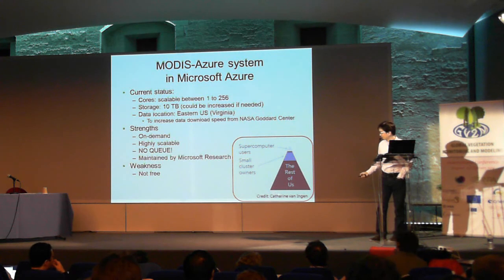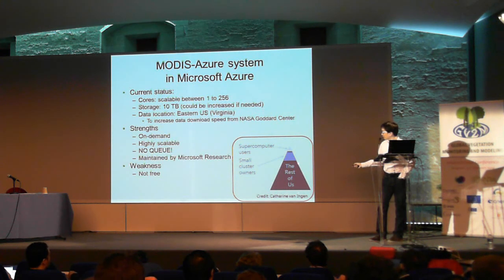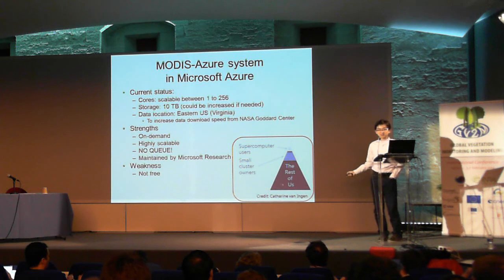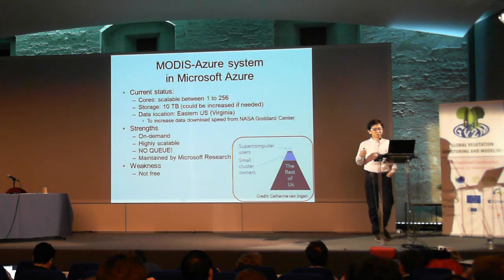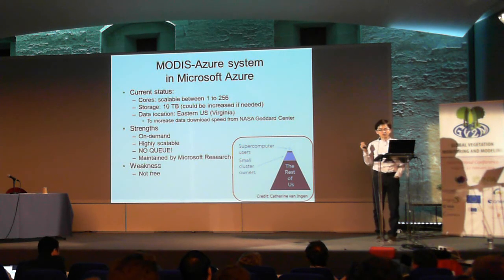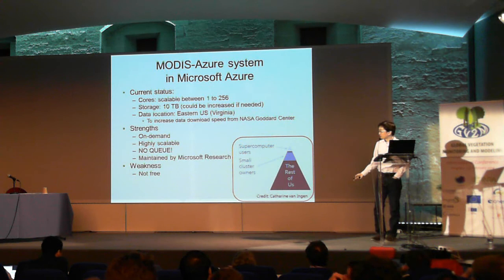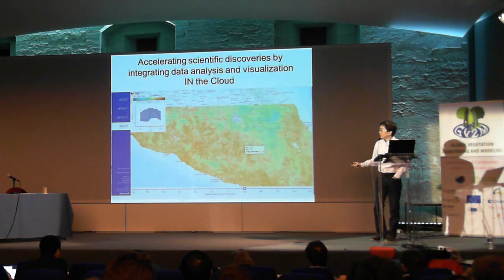And I like this figure by Catherine van Ingen from Microsoft Research. Supercomputer users, small cluster owners, and the rest of us here, including myself. So we need some tool for individual scientists who would like to do large-scale remote sensing studies. I think cloud computing could be one option.